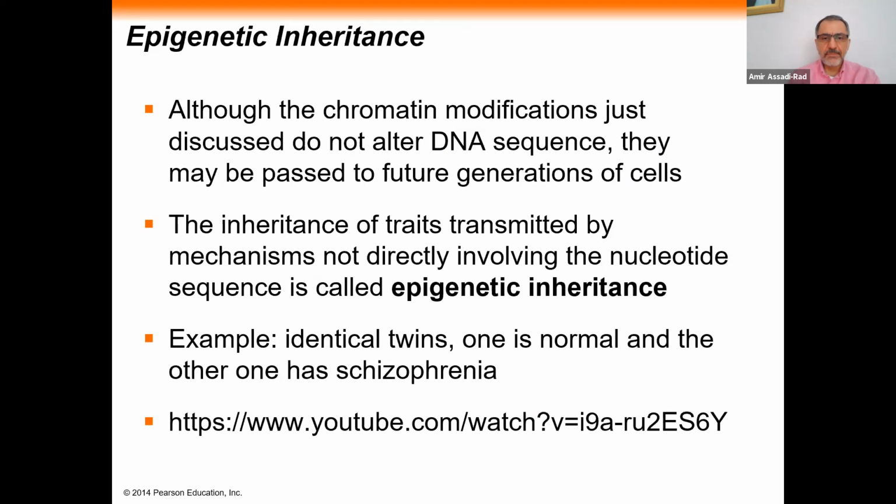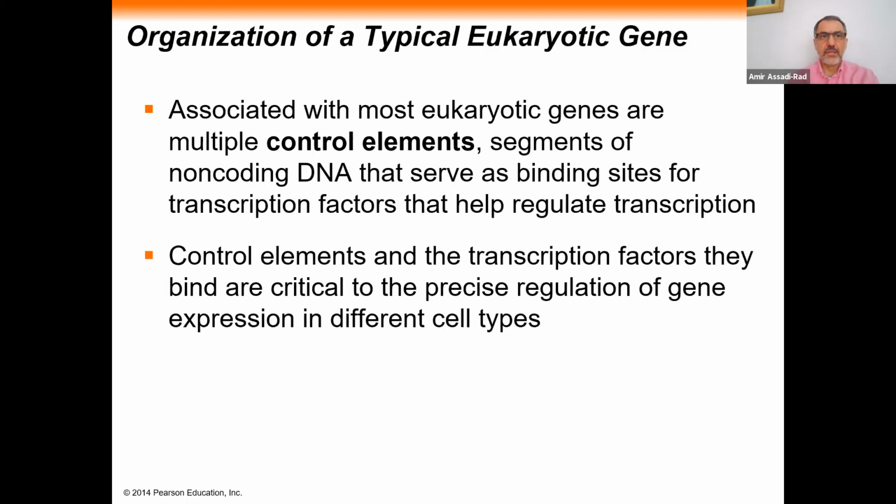Epigenetic inheritance. I do have a website for you guys in here. I highly recommend, please go and watch it. It's on YouTube, I hope it's still there. But epigenetics is, although the chromatin modifications just discussed do not alter DNA sequences, the DNA does not change, they may be passed to future generations of the cells. The inheritance of traits transmitted by mechanisms not directly involved with the nucleotide sequences is called epigenetic inheritance. Example, identical twins, one is normal and the other one has schizophrenia. So that would be an example of epigenetic inheritance that we talked about.